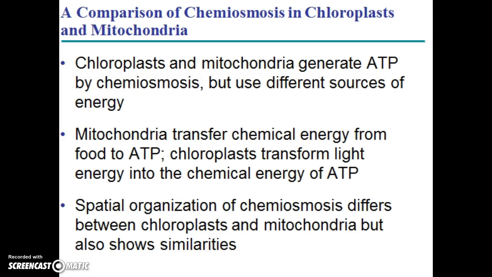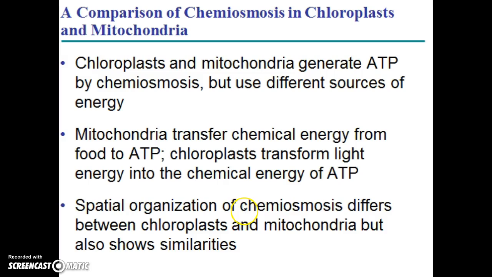Okay, so at this point you might be thinking, well, photosynthesis sure seems a lot like cellular respiration. Well, it actually is quite similar. Both chloroplasts and mitochondria are used to generate ATP, and they do this using chemiosmosis. Keep in mind that the source of energy is different. In cellular respiration, the energy is coming from breaking apart glucose, whereas for plants it's from the intake of photons from the sunlight.